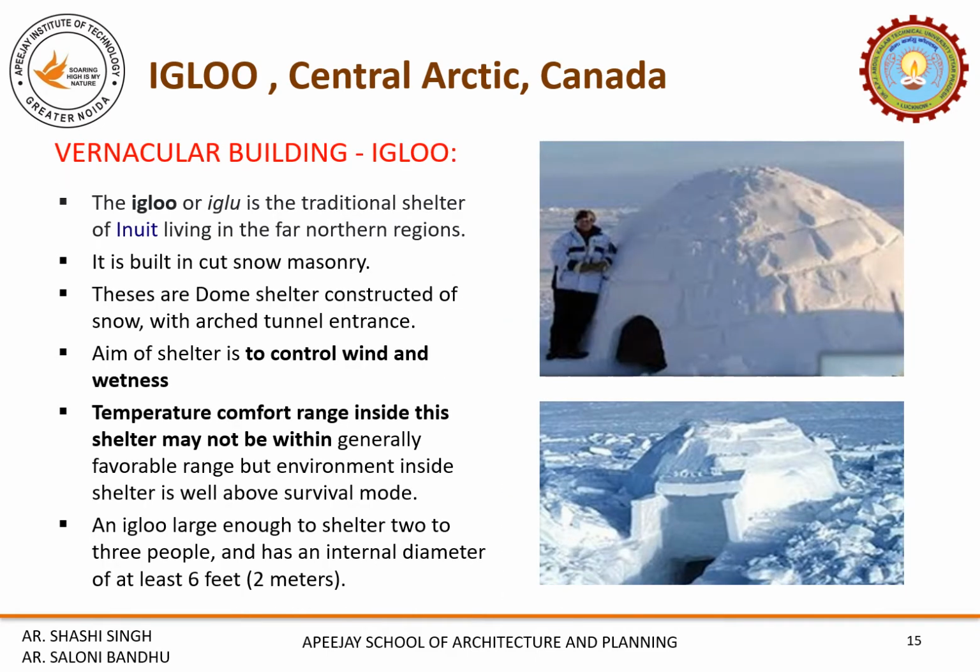Talking about the vernacular building of the igloo, the igloo is the traditional shelter of the Inuit. These are dome-shaped shelters constructed in cut snow masonry with an arched tunnel entrance. The aim of the shelter is to control wind and wetness inside. The temperature comfort range inside this shelter may not be within the general favorable range, but the environment inside the shelter is well above survival mode. An igloo is large enough to shelter 2 or 3 people and has an internal diameter of at least 2 meters.